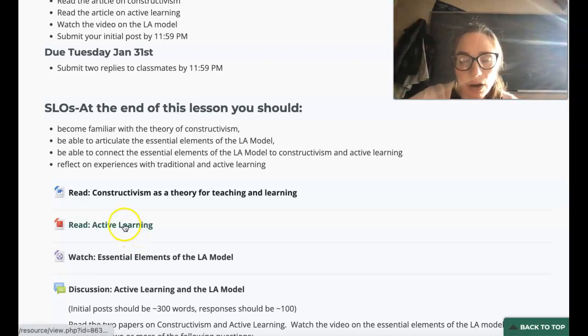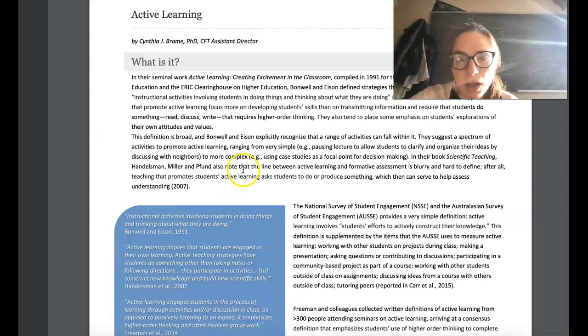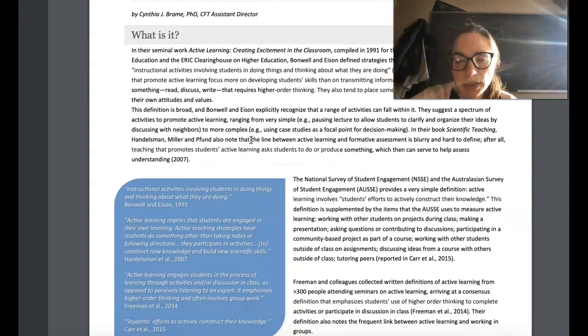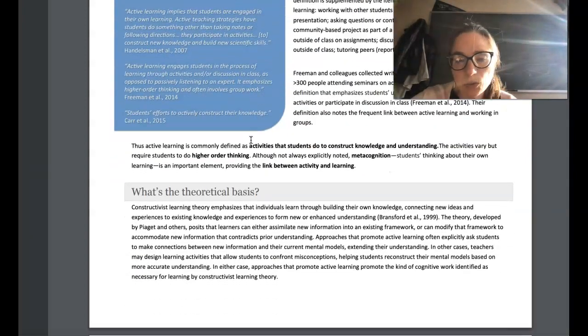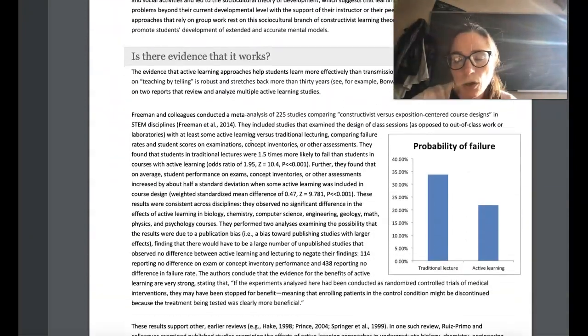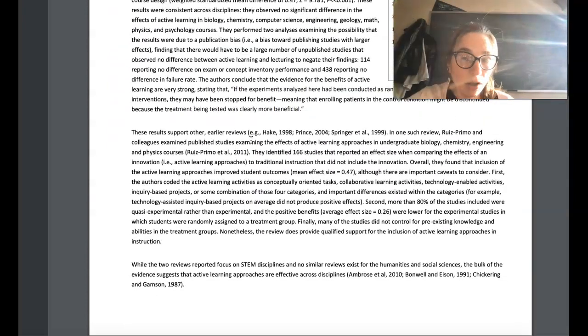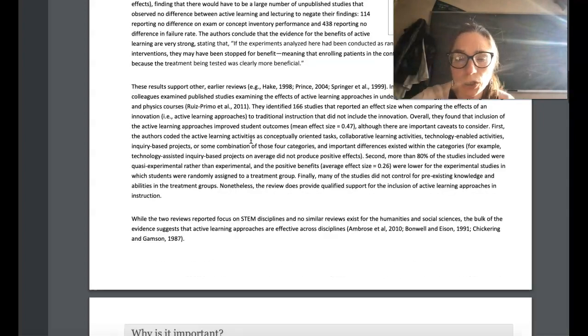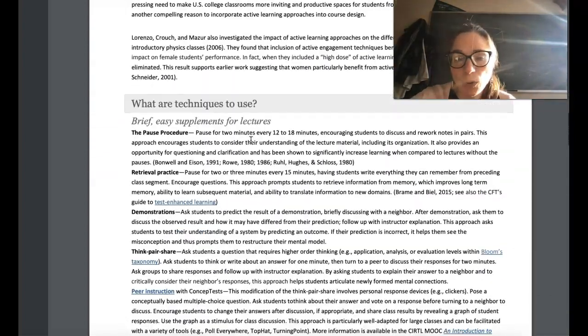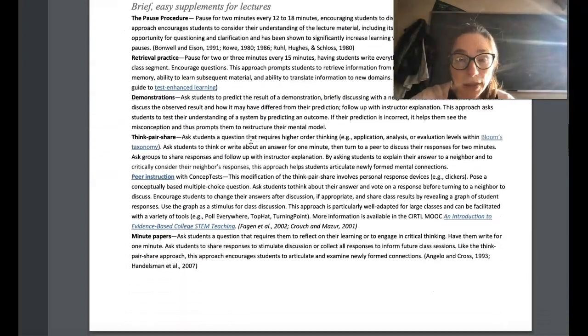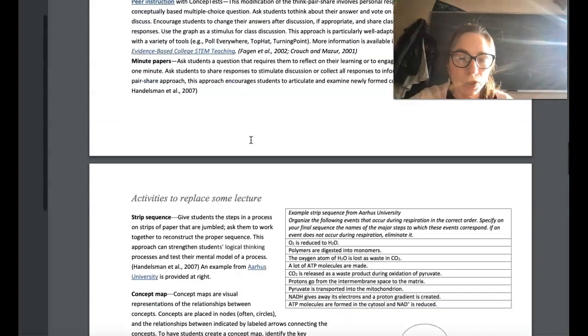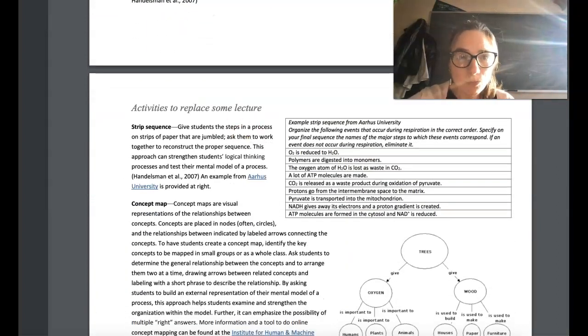We're going to then read an article on active learning. And this is going to take us through what active learning is, what's the theoretical basis for it, what evidence is there that suggests that active learning is more effective than traditional lecture, why it's important, and what are some ways that we can start to engage with active learning in the classroom.